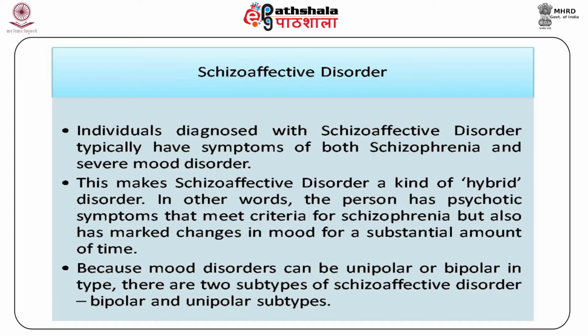In other words, the person has psychotic symptoms that meet criteria for schizophrenia, but also has marked changes in mood for a substantial amount of time. Because mood disorders can be unipolar or bipolar in type, there are two subtypes of schizoaffective disorder, bipolar and unipolar subtype. It is still not entirely clear whether schizoaffective disorder is best regarded as a variant of schizophrenia or as a form of mood disorder. In general, the prognosis of these patients is somewhere between that of patients with mood disorders.